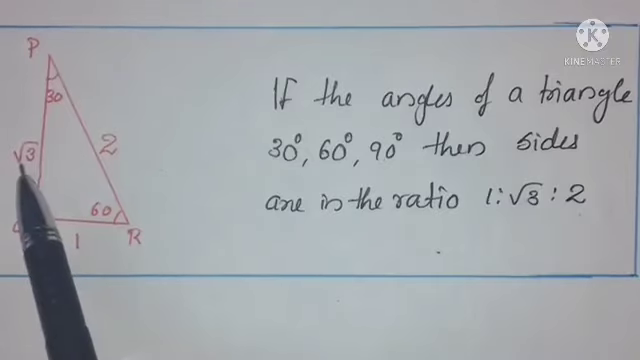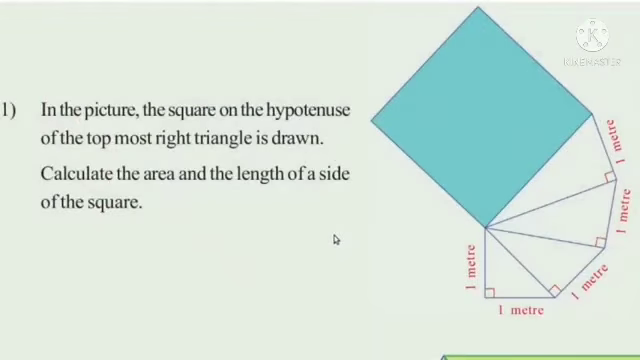Okay students, let's move to our textbook page number 49 and question number 1. In the picture, the square on the hypotenuse of the topmost right triangle is drawn. Calculate the area and the length of the side of the square. What is said in this picture?